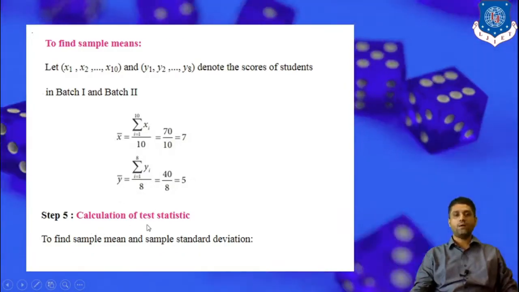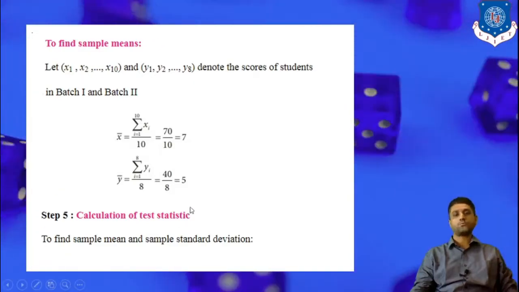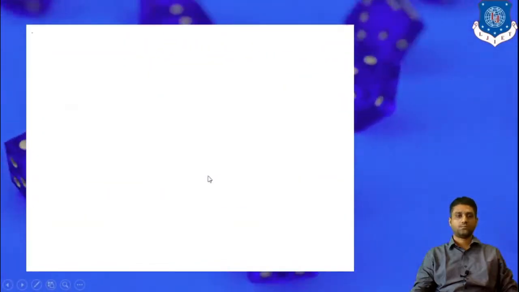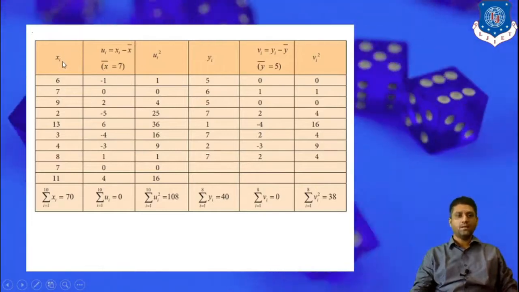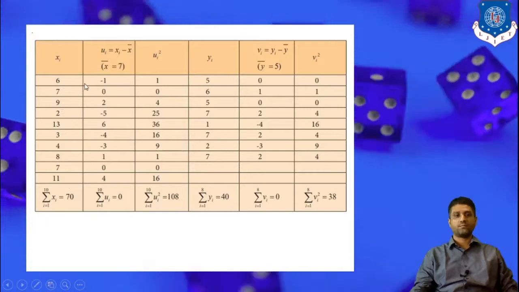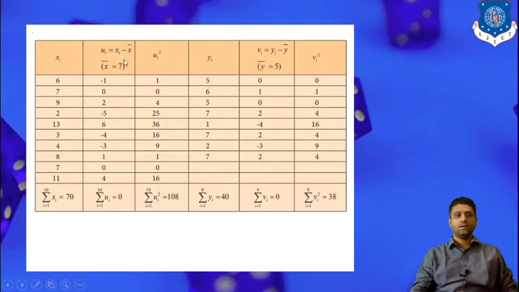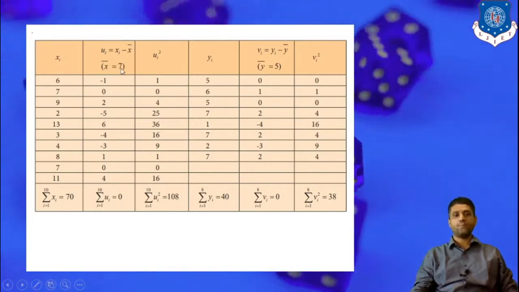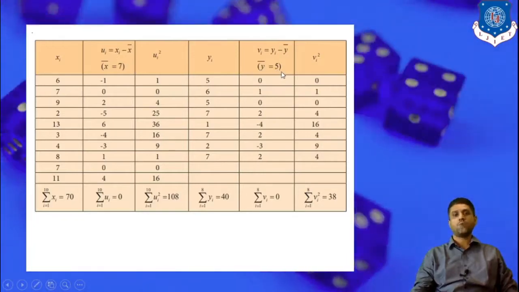Now step number 5. We have to calculate the test statistic, that is, obtain the observed t value. So here, for simplicity, we prepare a table. These are the xi, the scores obtained by students in batch 1. These are the yi, the scores obtained by students in batch 2. Now x bar is 7, the sample mean corresponding to batch 1, and y bar is 5, the sample mean corresponding to batch 2.